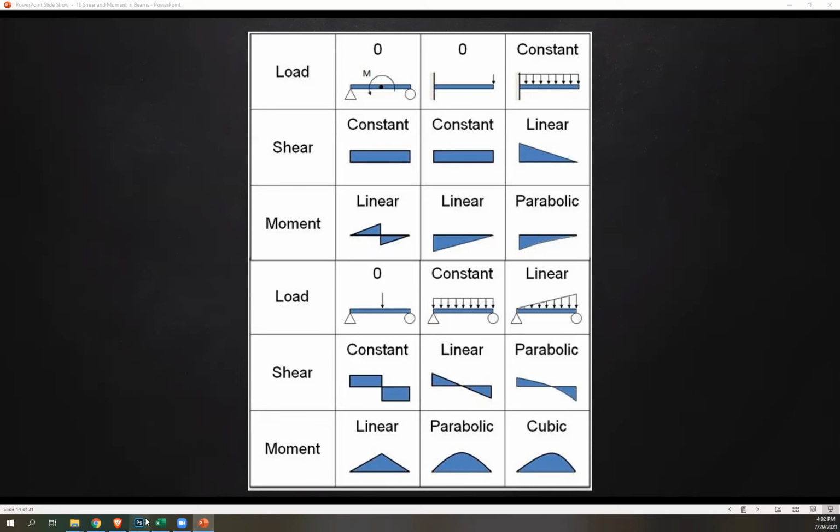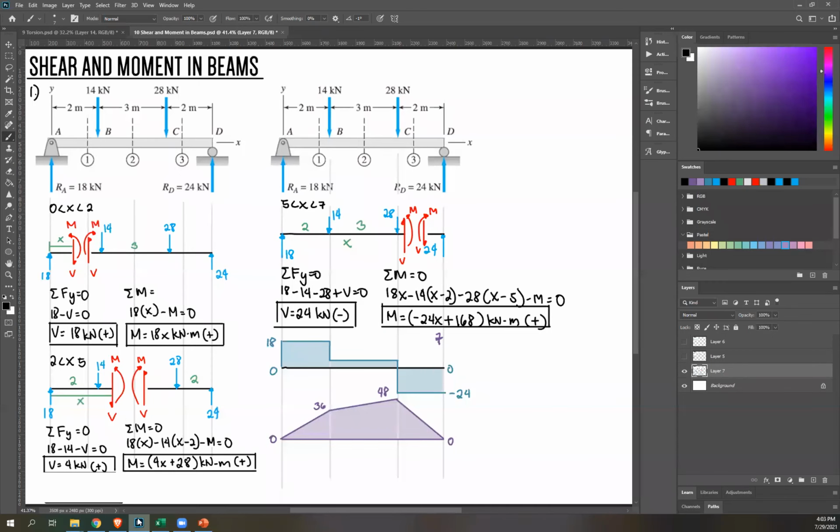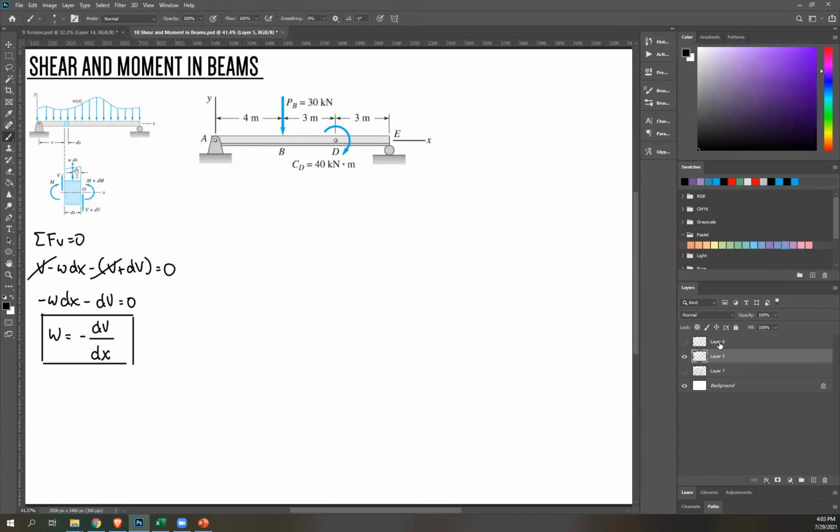Okay, so let's apply what we've learned in an example. The simply supported beam in the figure supports 30 kilonewton concentrated force at B and a 40 kilonewton couple at D. Sketch the shear force and bending moment diagrams by the area method. Neglect the weight of the beam. Okay, let's sketch. Let's put some color.